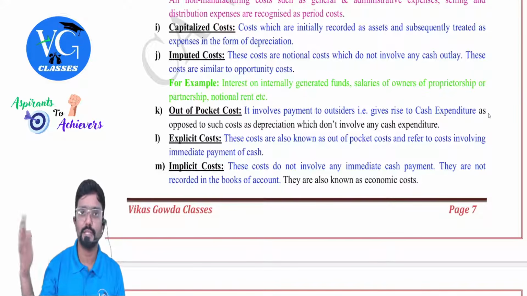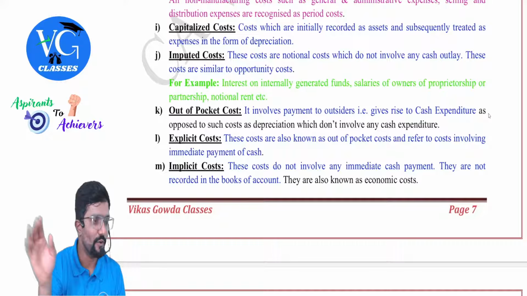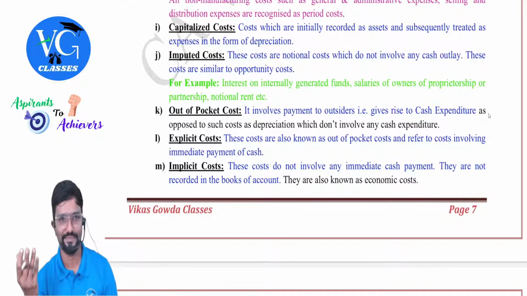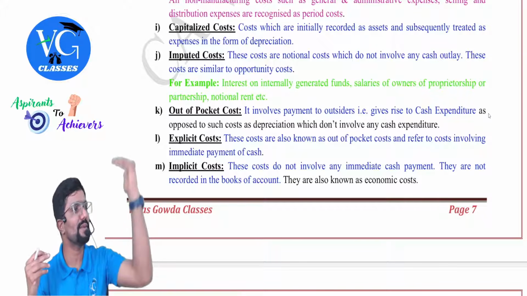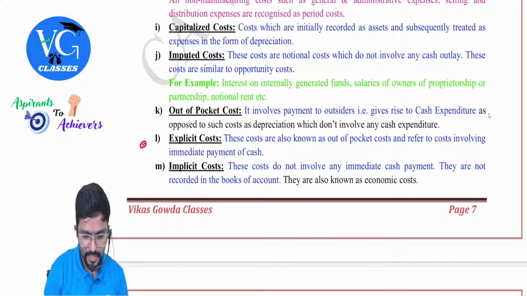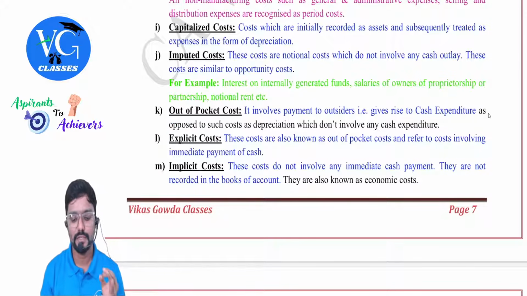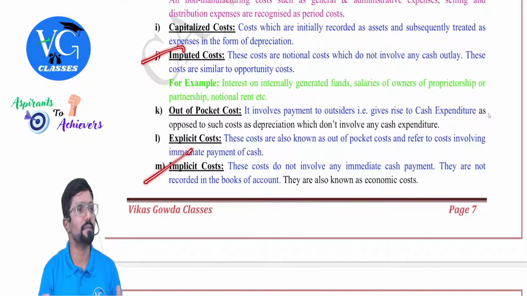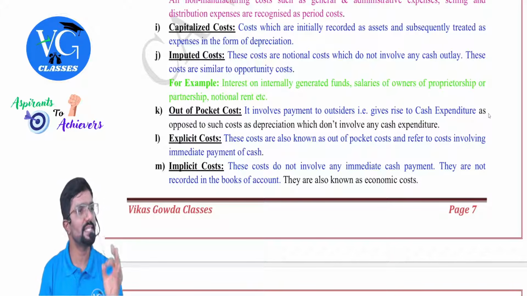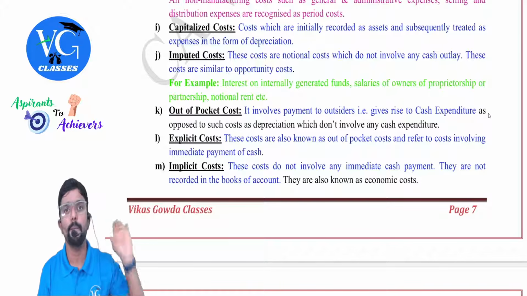Then imputed cost we already saw, where there is no cash outflow. Whereas out of pocket cost means what? Sir, I have to spend, I have to pay for it. Because of this, my cash and bank balance will come down. Then even explicit cost means the same. These costs are also known as out of pocket cost and refer to costs involving immediate payment of cash. These both are one and the same. Whereas imputed or implicit means no cash payment. So this is something notional in nature. We just consider it to make decisions, but there is no payment for it.